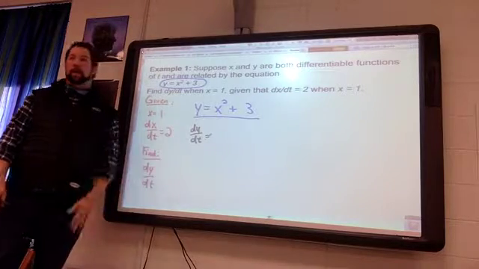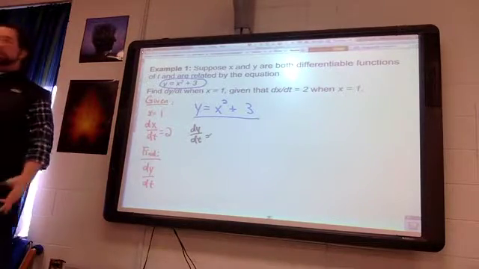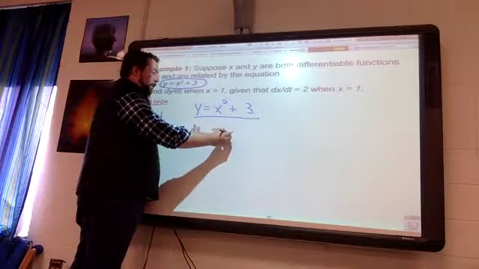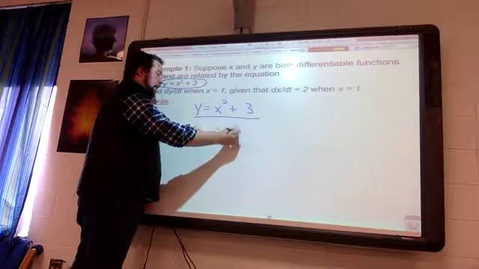What about x squared? How do you take the derivative of x squared? 2x. But since we're taking it with respect to time, we also need to say times dx dt.